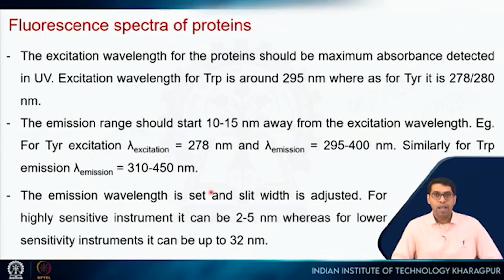Now, it turns out that we cannot excite exactly at a particular wavelength because we use certain monochromators. And what they do is, the modern instruments, they are highly sensitive and they can use this very narrow range for excitation, 2 to 5 nanometers. But if you have an older instrument, it can be as broad as 32 nanometers, which will overlap. So, modern instruments are much better in this.